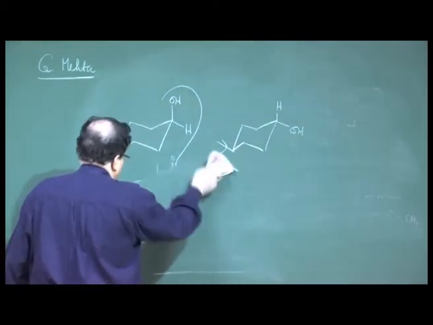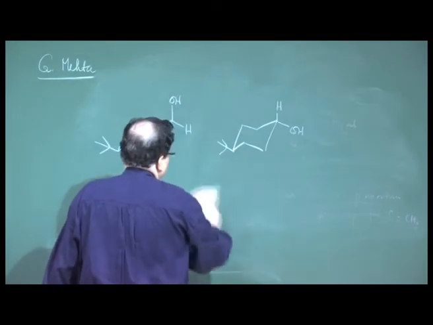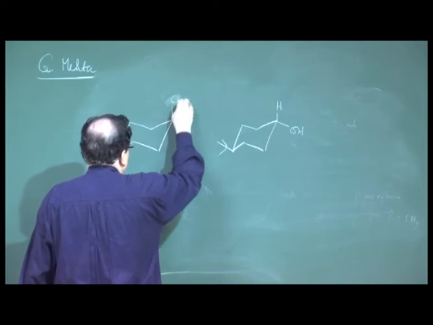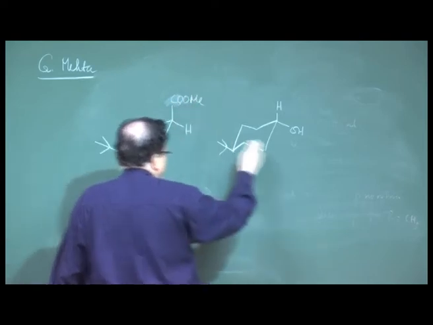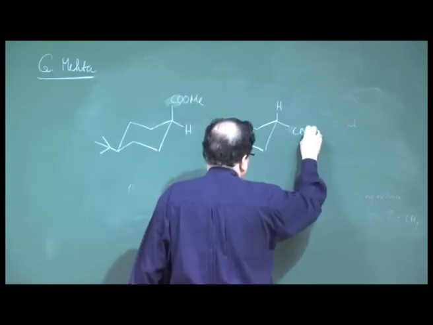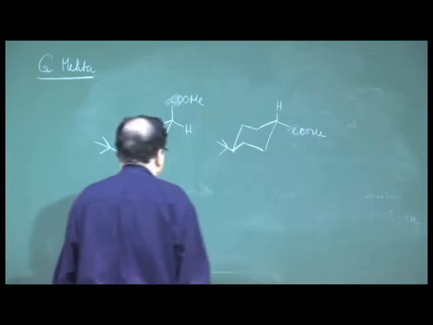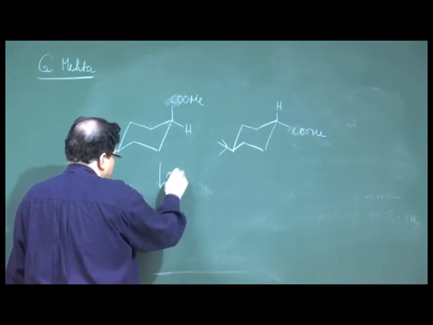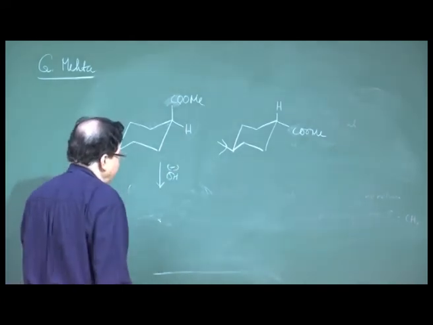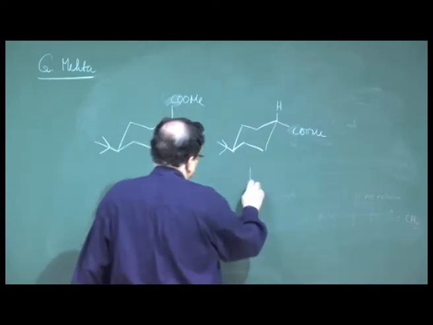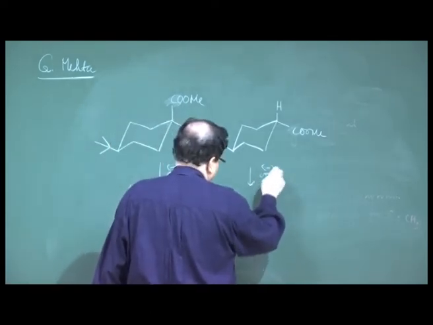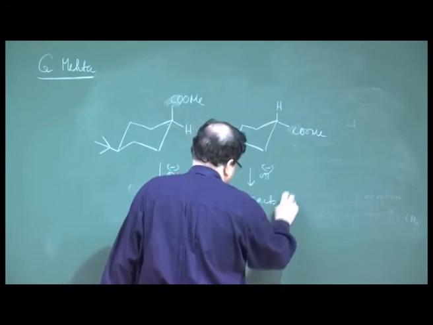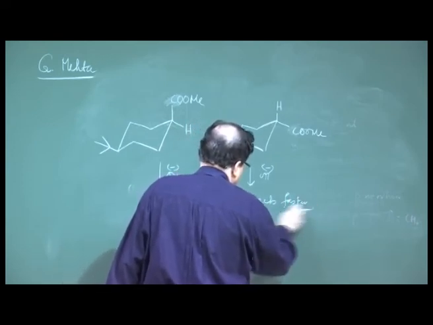reacts faster. Interestingly, exactly the opposite effect is there if you have an ester here, CO2Me, and an ester here, CO2Me. So, an equatorial ester versus an axial ester. In this case, what happens with the saponification rate? I think this was covered, it is just a recapitulation. In this case, this reacts faster, because it is the rate determining step which will decide.